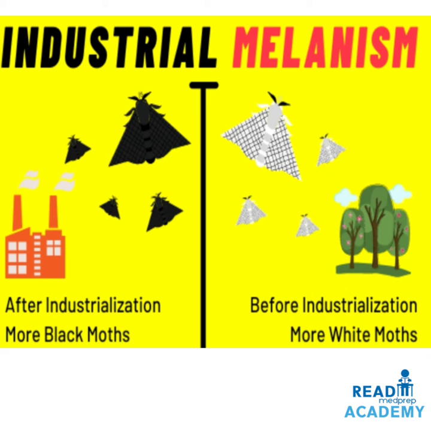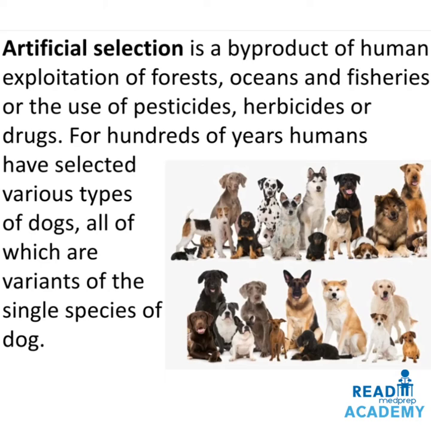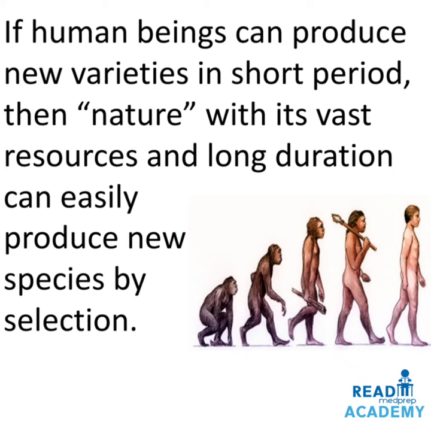Artificial selection. It is a byproduct of human exploitation of forests, oceans, fisheries, or the use of pesticides, herbicides, or drugs. For hundreds of years, humans have selected various types of dogs, all of which are variants of the single species of dog. If human beings can produce new varieties in a short period of time, then nature with its vast resources and long duration can easily produce new species by selection.